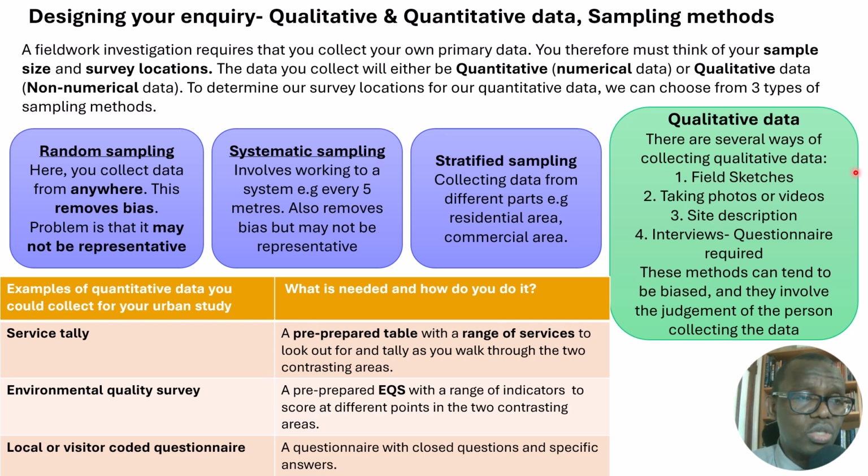So types of services, so is it a hair salon, is it convenience stores, you tally them as you go along, and then eventually you'll count how many of those different types of services you have in the two different areas. Then secondly, you could do an environmental quality survey, right? So this is where it's also again pre-prepared with a range of indicators to score at different points in those two contrasting areas. So if you're talking about the quality of the environment, you could be talking about litter, you could give it a score of 1 to 5 and so on.